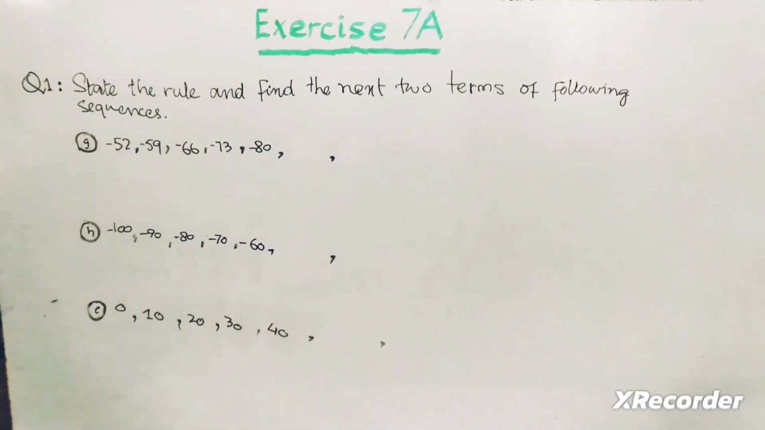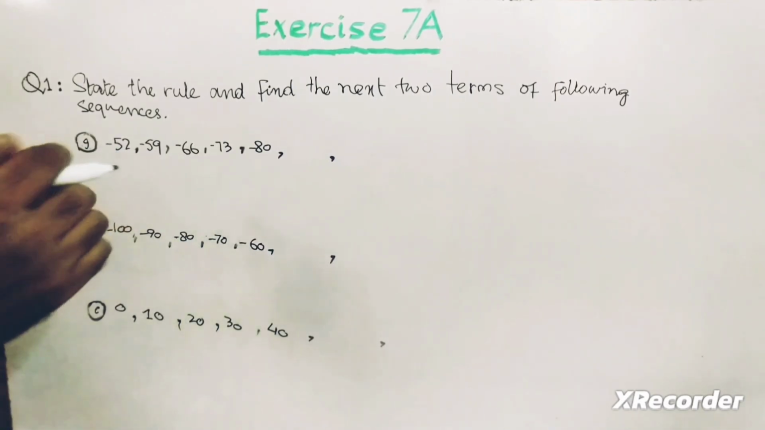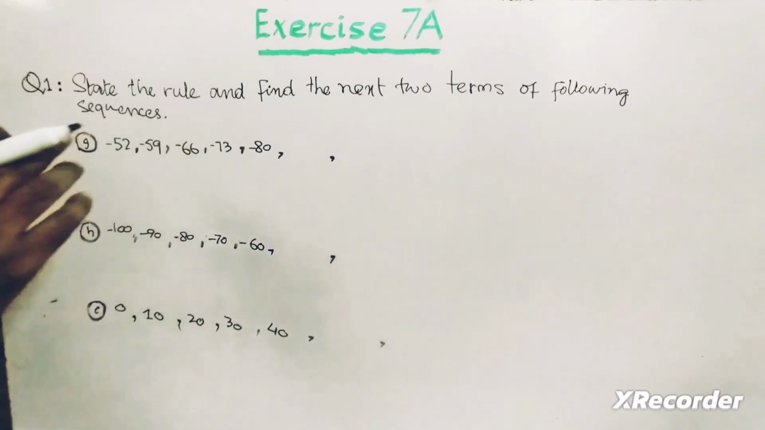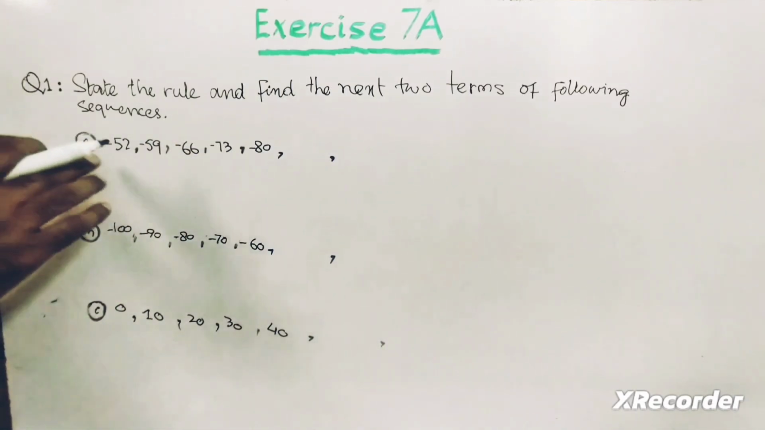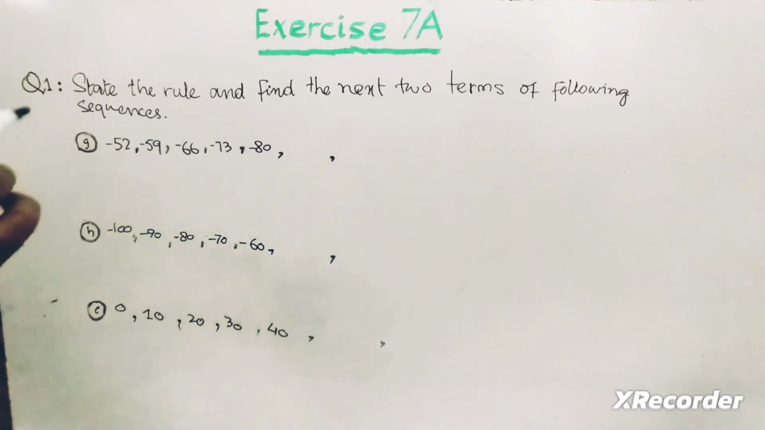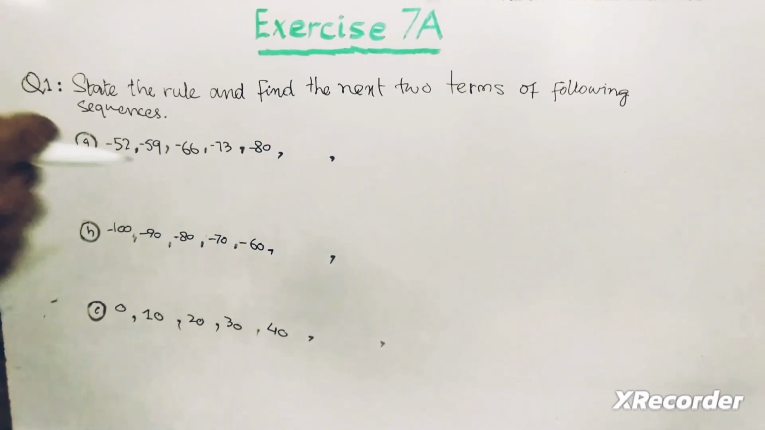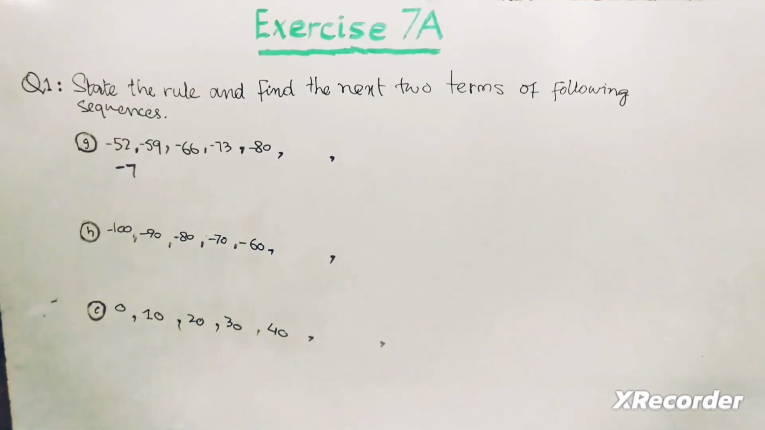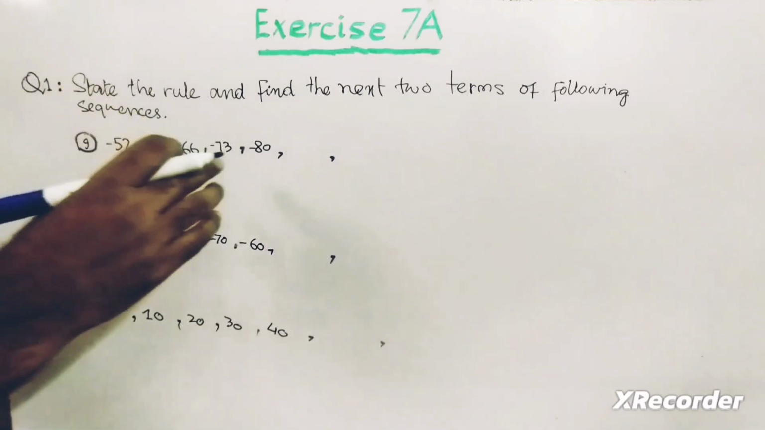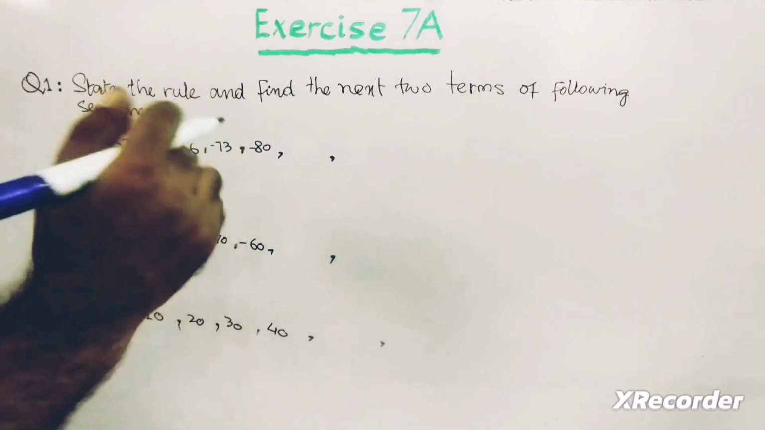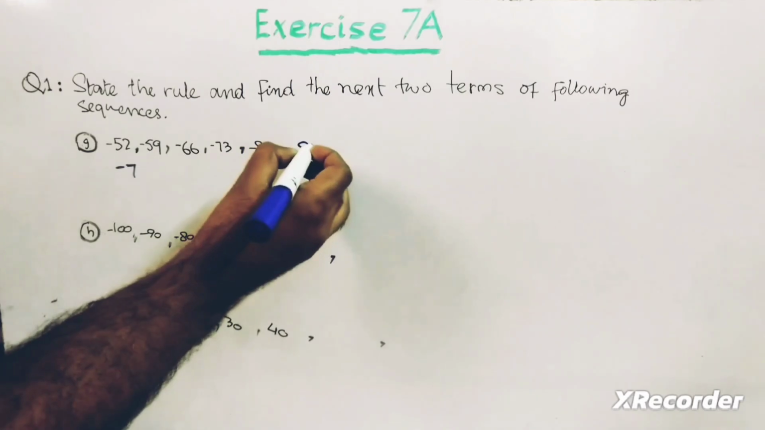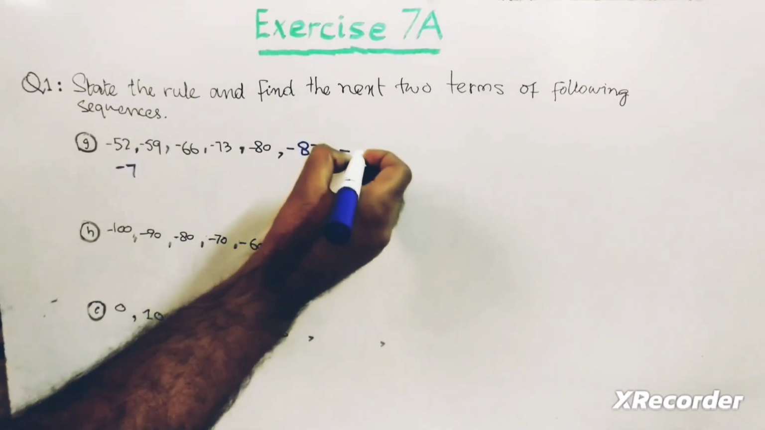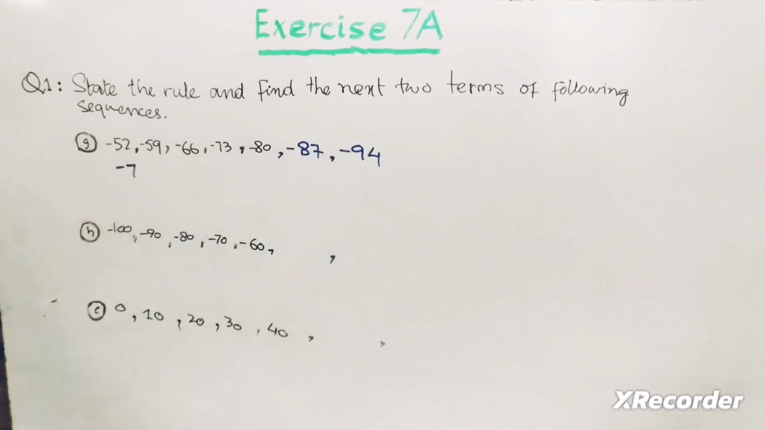Now let's move forward to part G. First 5 terms are minus 52, minus 59, minus 66, minus 73 and minus 80. So all the terms have a minus sign, and we look closely. Minus 52, minus 59, the difference is minus 7. So for the next term, we add minus 7 to the previous value. So minus 80 minus 7 gives minus 87. Likewise, minus 87 minus 7 is minus 94. So the rule is minus 7.